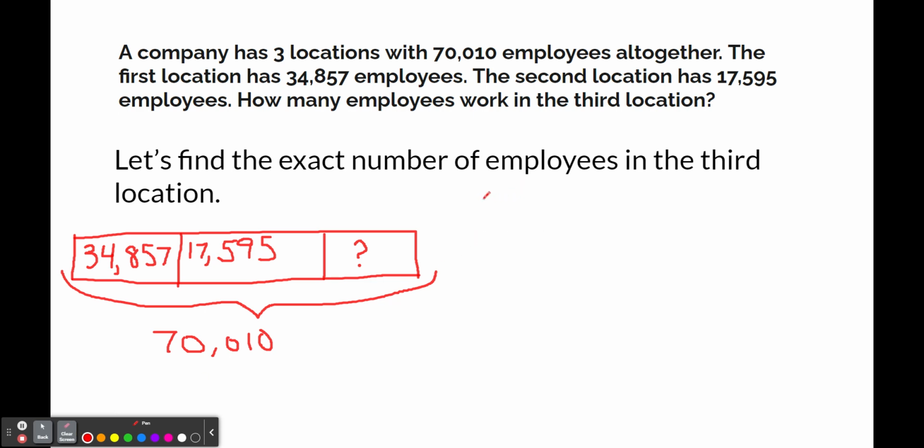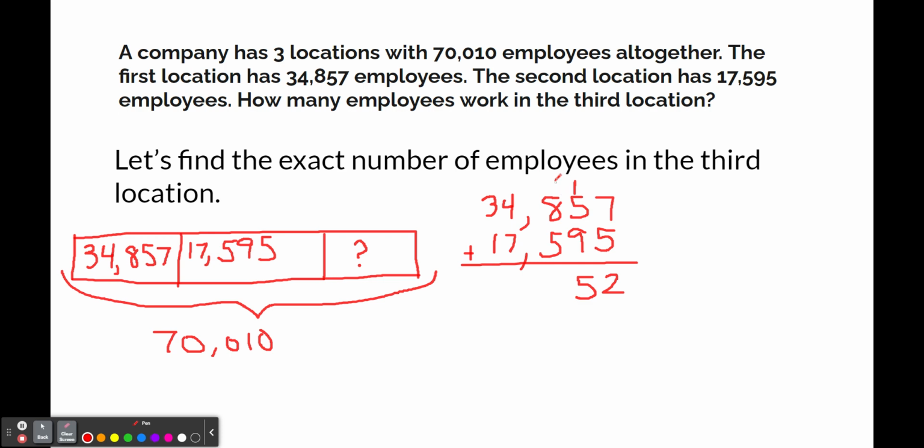So I know that the first location is 34,857. And I'm going to add that to the second location, which is 17,595. So if we add all of these together, 7 plus 5 equals 12. Going on to our tens, we carry the 1. So we have 1 ten plus 5 tens plus 9 tens, which is going to be 15 tens. We're going to move that to the hundreds. So we have 1 plus 8 plus 5 hundreds, which is going to be 14 hundreds.